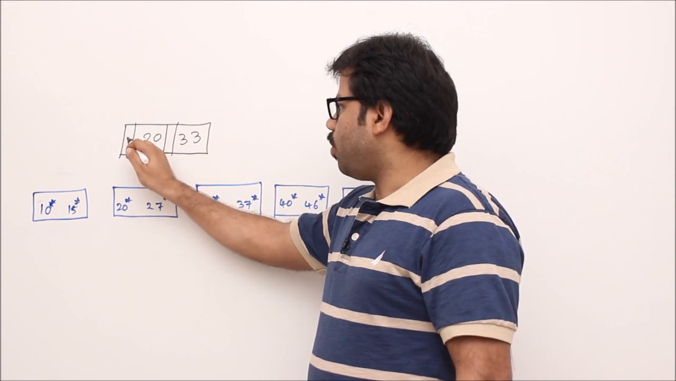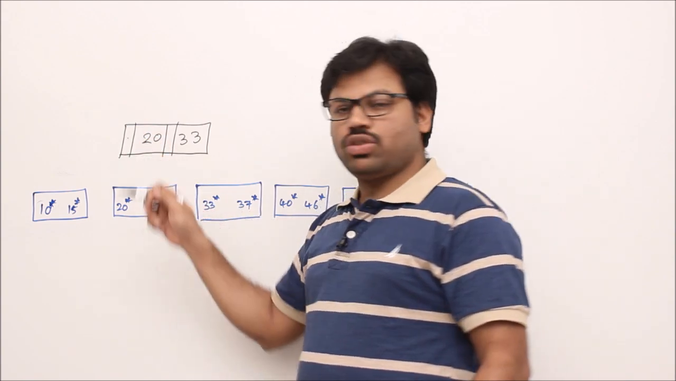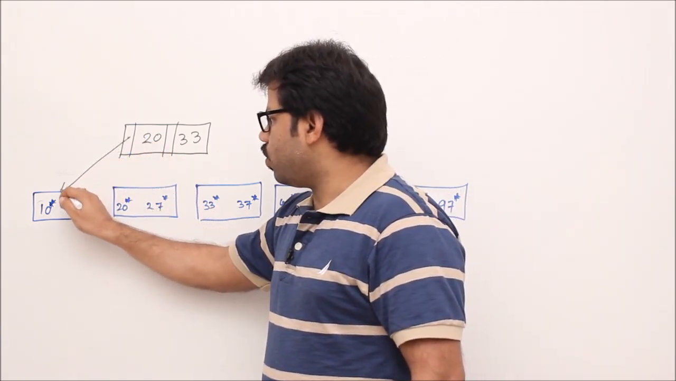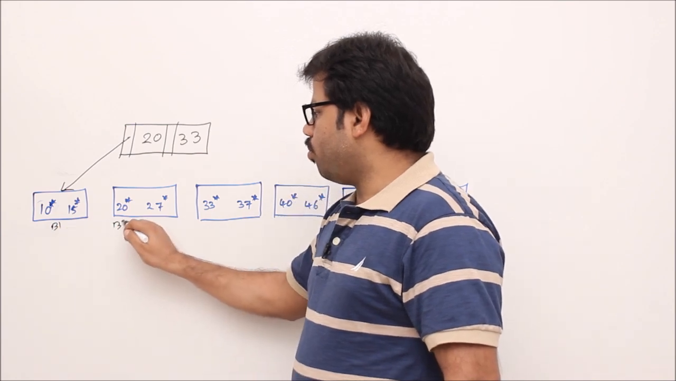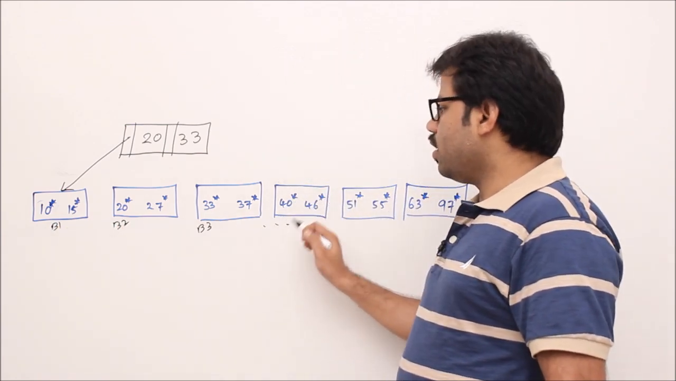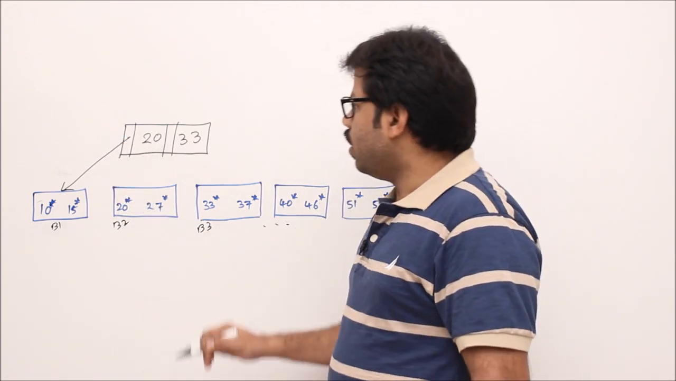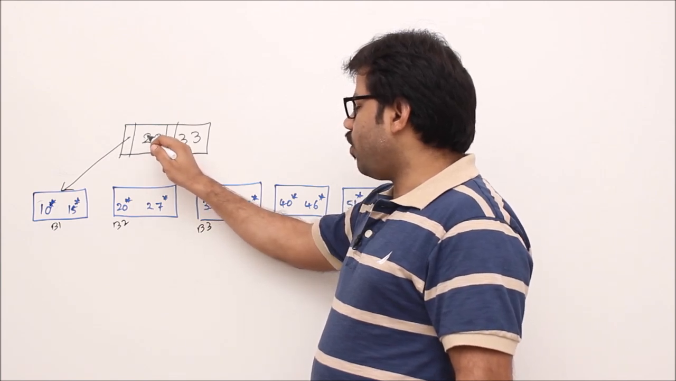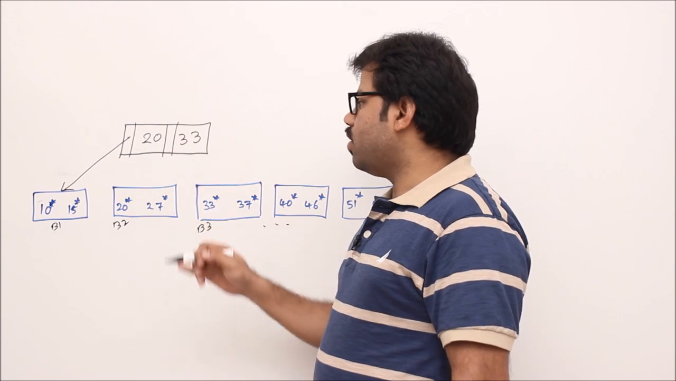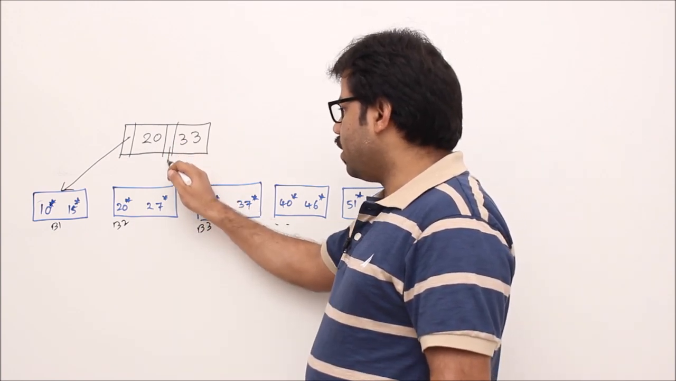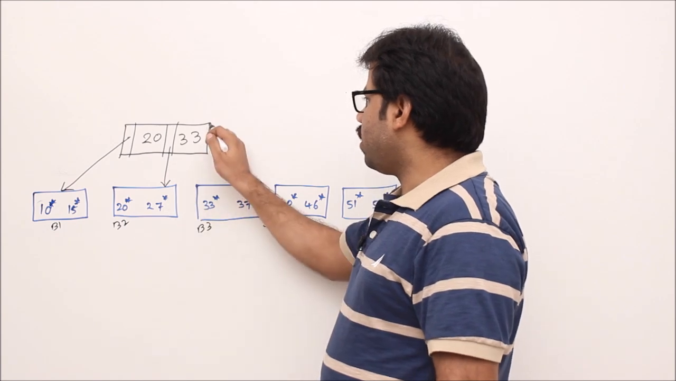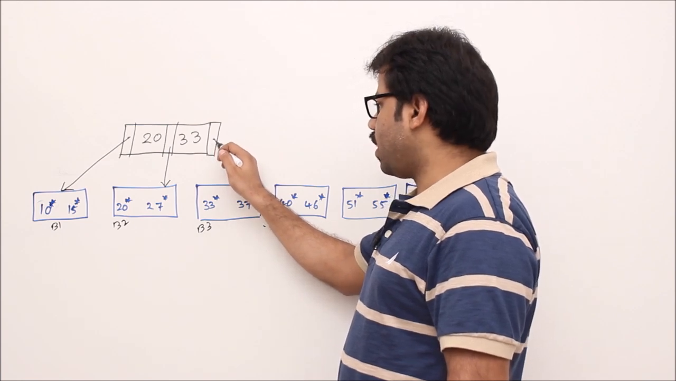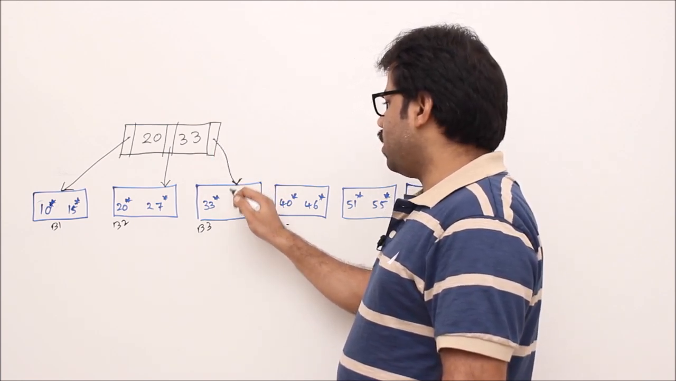This rectangle box I'm just using to show that it is a pointer. This pointer is going to point to this node. We have block 1, block 2, block 3, and so on. Here we write block 1. Now here I keep a pointer that will point to all the records whose key values are between 20 and 33. Then here I write a pointer that points to all the key values greater than or equal to 33. That's why this one, right?